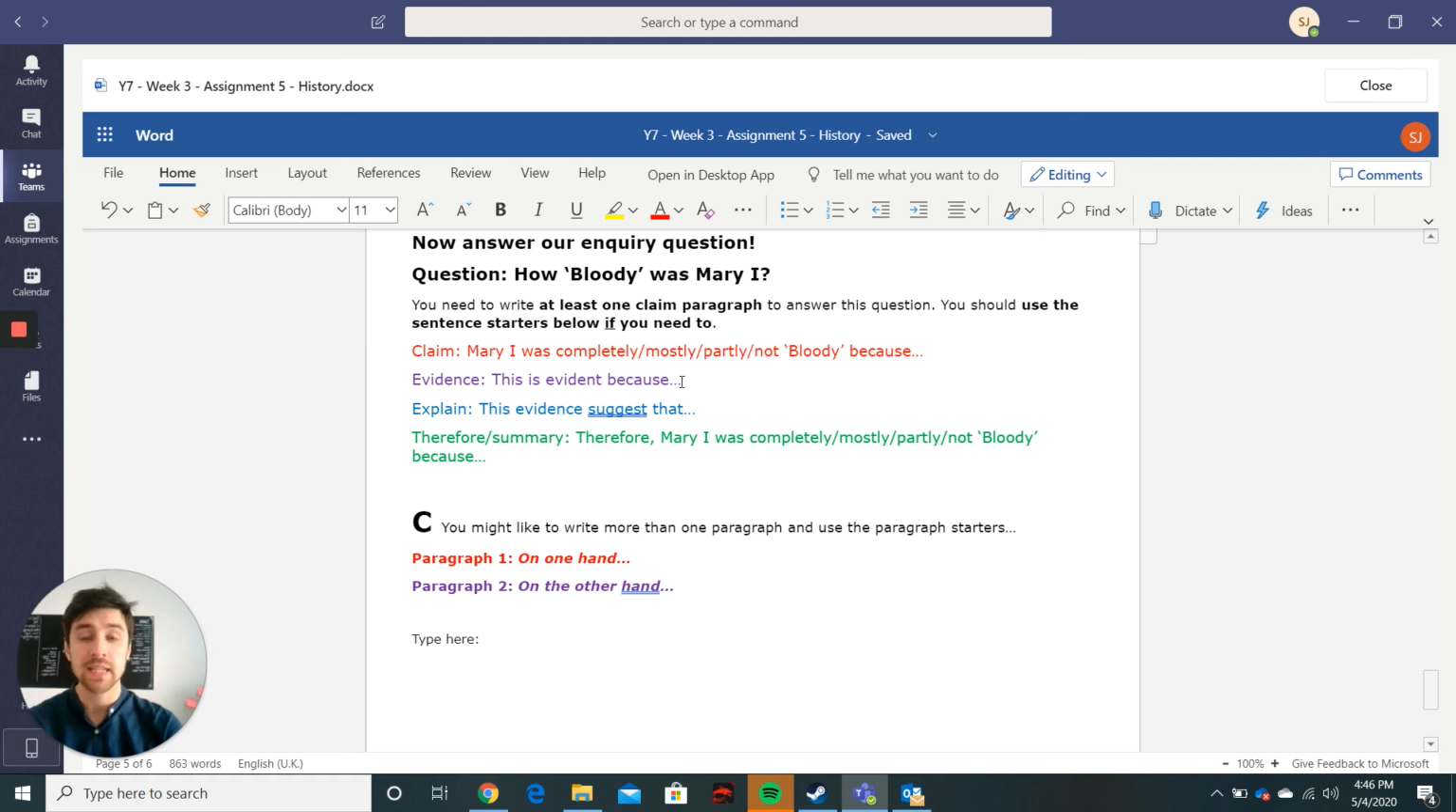You need to write at least 1 claim paragraph to answer the question, and you can use the sentence starters below, the coloured ones here. Alternatively, you might like to challenge yourself and write more than 1 paragraph, which I'd encourage you to do, in which case you can use those sentence starters if you want to. Don't use them if you don't need to. But your first sentence of each paragraph should read in paragraph 1 on one hand and paragraph 2 on the other hand. And you can type your paragraphs where it says type here underneath.